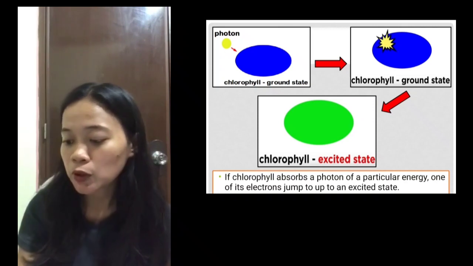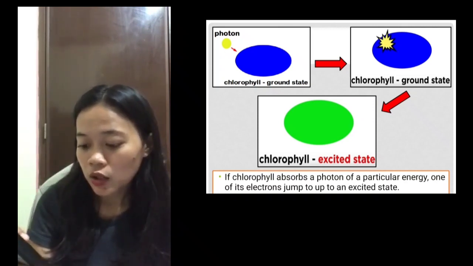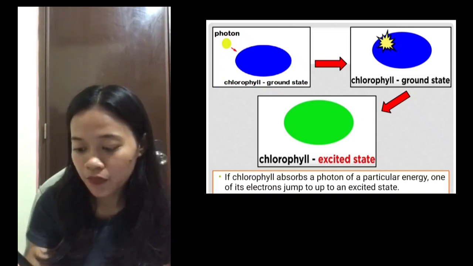Photon, chlorophyll ground state, chlorophyll excited state. What is chlorophyll used for? Chlorophyll is a complex green pigment found in plants, algae, and certain bacteria. It plays a crucial role in the process of photosynthesis by absorbing light energy and converting it into chemical energy. If chlorophyll absorbs a photon of a particular energy, one of its electrons jumps up to an excited state. Chlorophyll excited state.